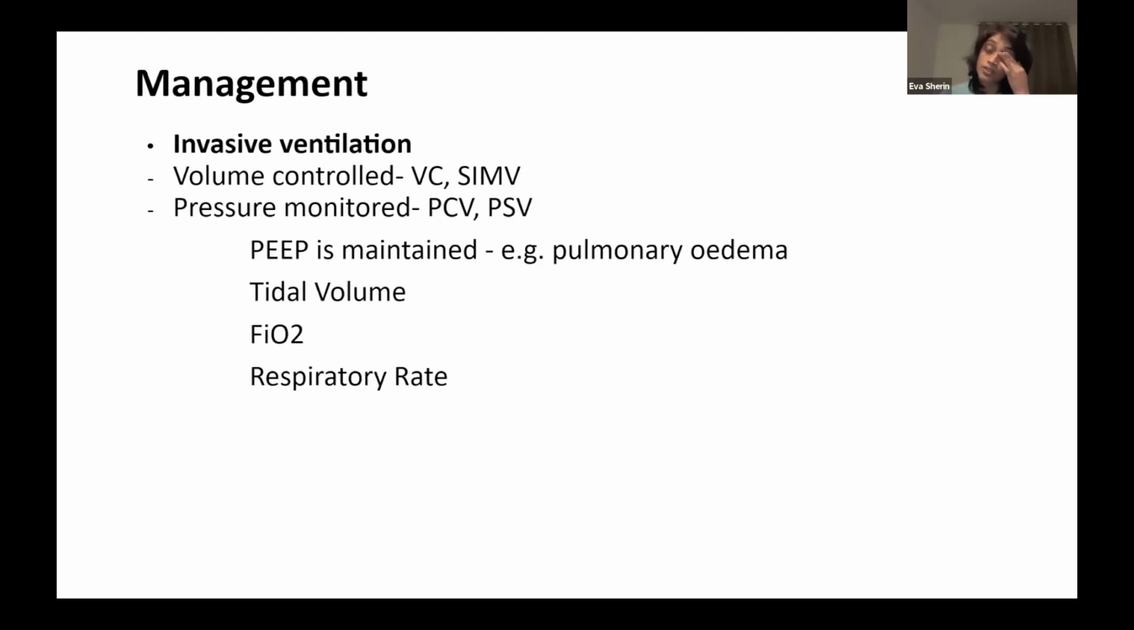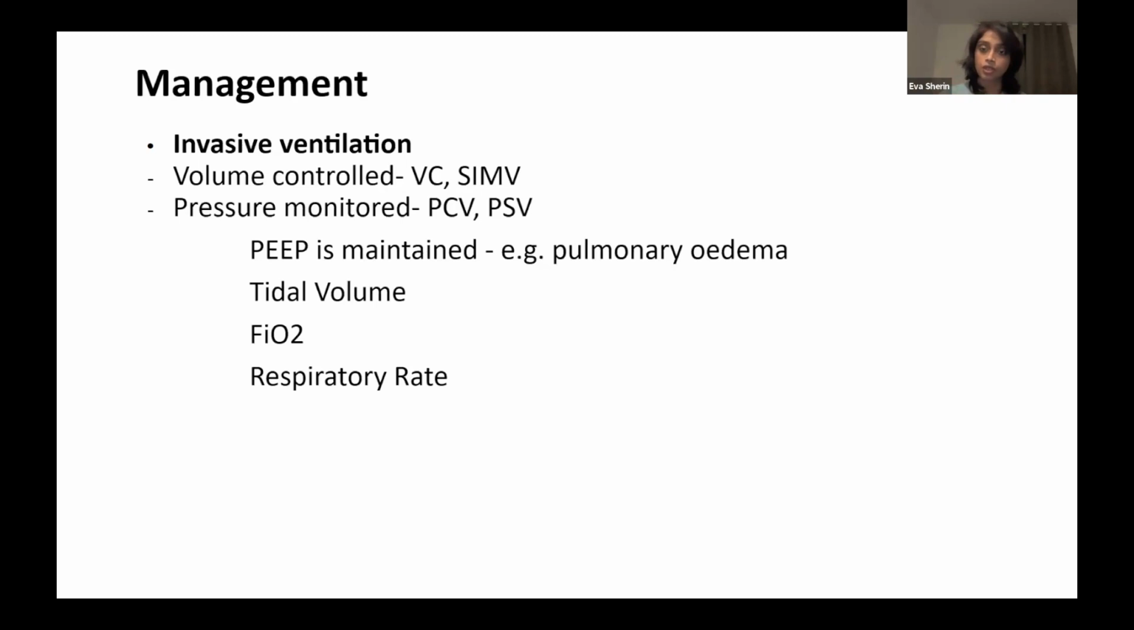But the point with SIMV is that you do have a set volume, you do have a set respiratory rate as well, but it's not fully under the control of the machine. You might have set the respiratory rate at about 15, but you will see that the patient is taking about 18, which means the patient is awake.